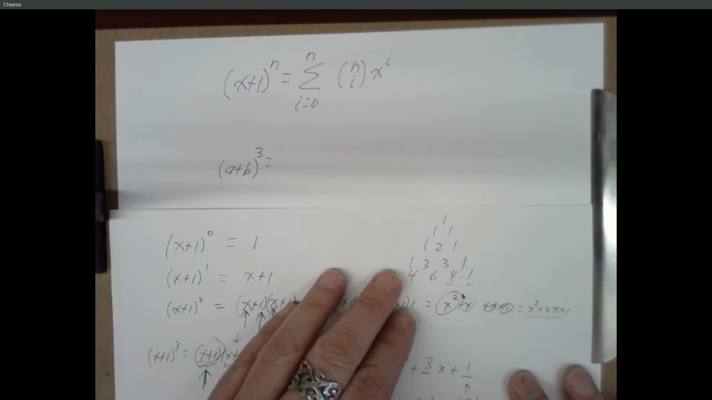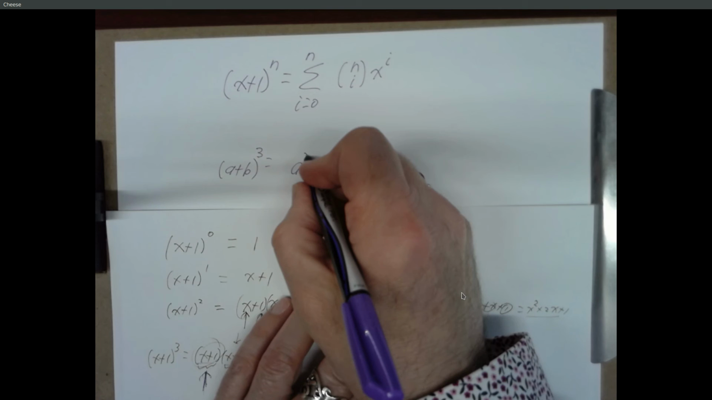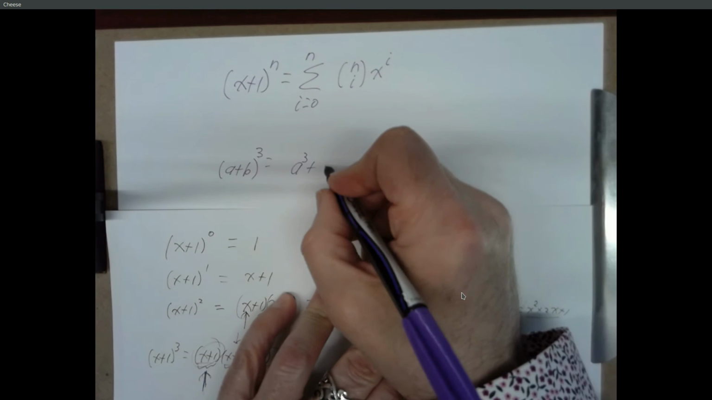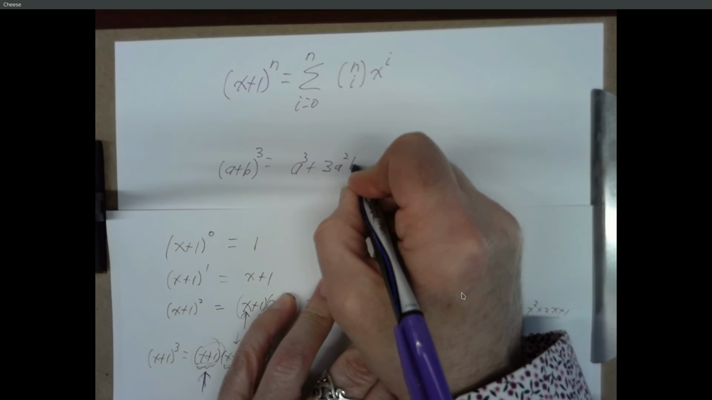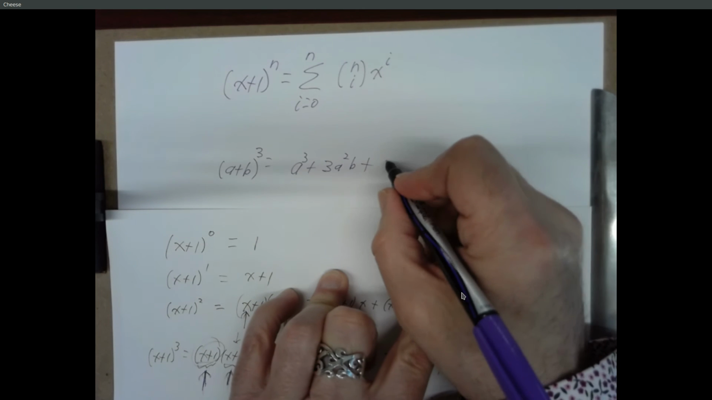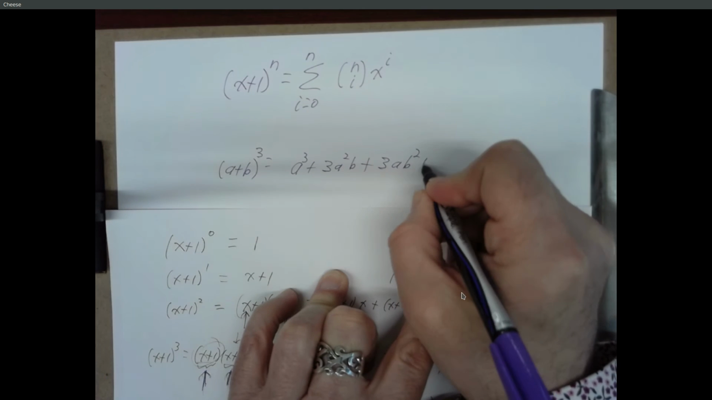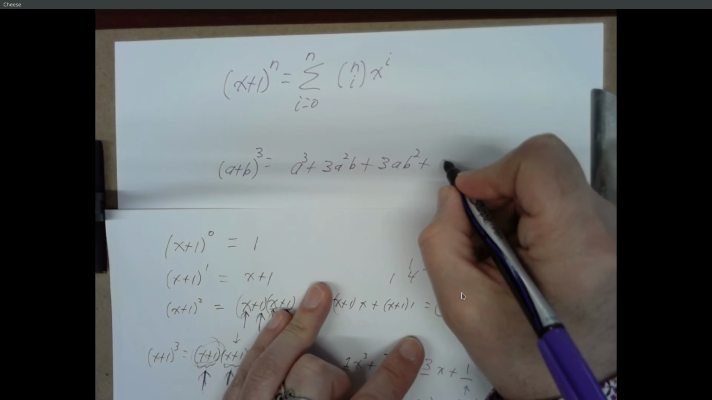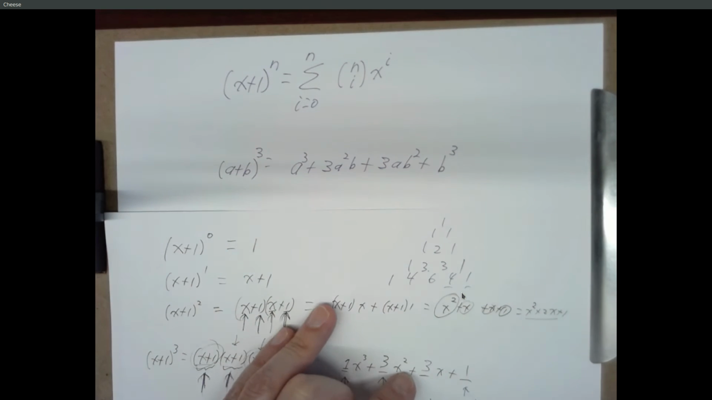So a plus b cubed, for example, would be a cubed plus the next coefficient is 3. That's going to be a squared b. The next coefficient is 3. That's going to be ab squared. And the last coefficient is 1. And that's going to be b cubed.